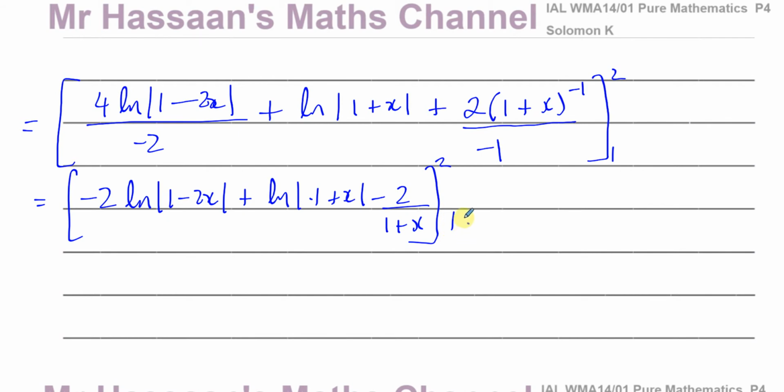Okay, what I could do here is try to make it a bit simpler, or I can just substitute the values in. I'm going to just substitute the values in now. All right, just substitute the values of 2 and 1 in and see what we get.